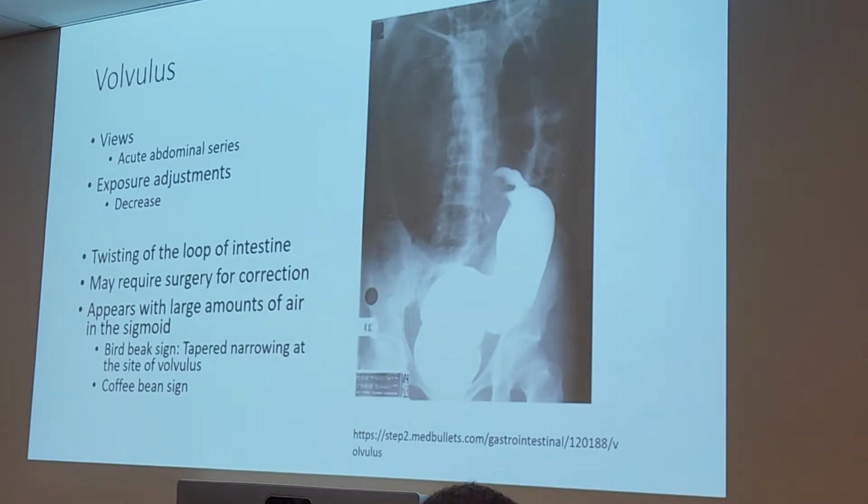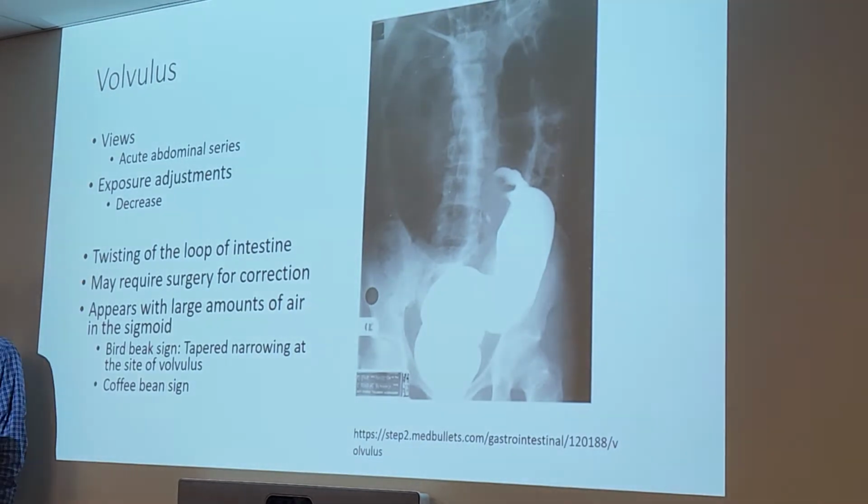And the final example of dynamic bowel obstruction here is volvulus. So volvulus is just the intestine, right? A twisting of the loop. Okay. So once again, this may require surgery for correction.